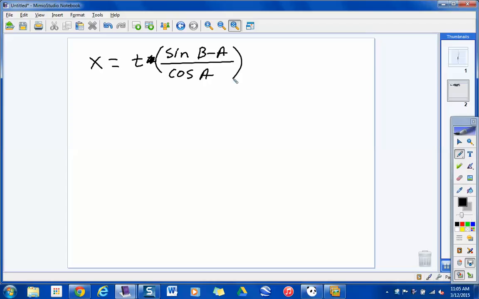So that's going to equal 10 times the sine of b minus a. So angle b and angle a, they give you a 60 and 41, right? So it'll be the sine of 19, wouldn't it? 60 minus 41 over what? Cosine of a, and angle a in this is 41 degrees.